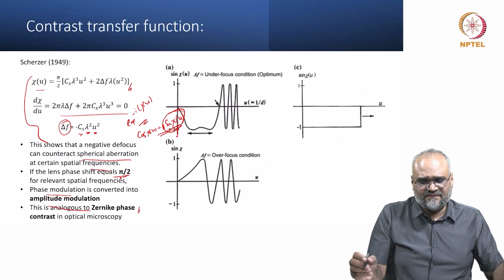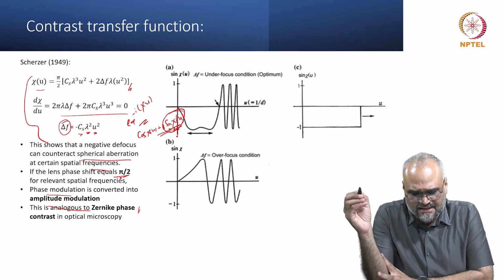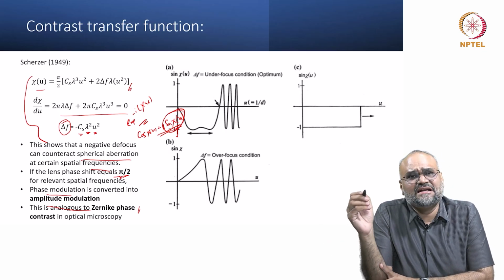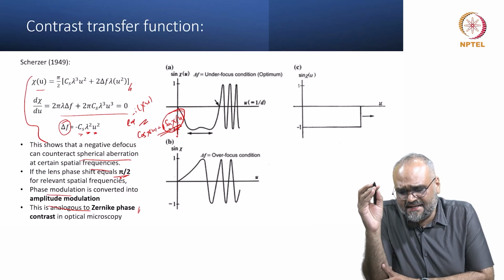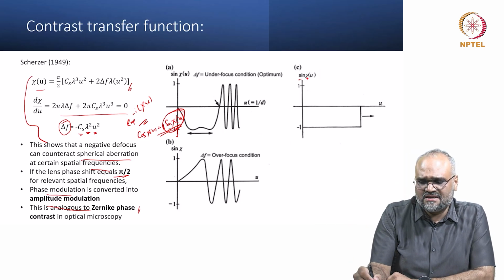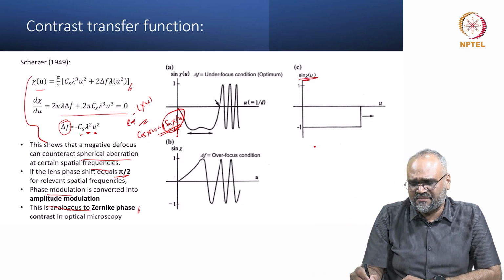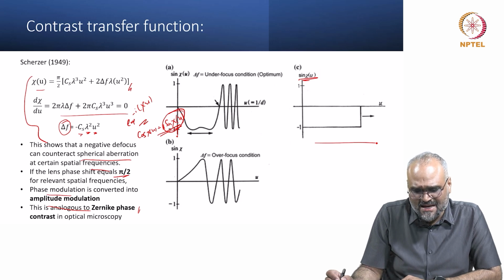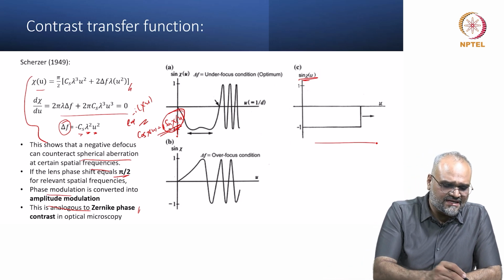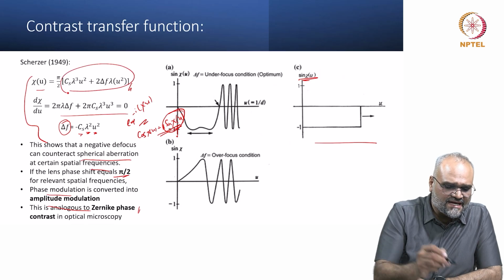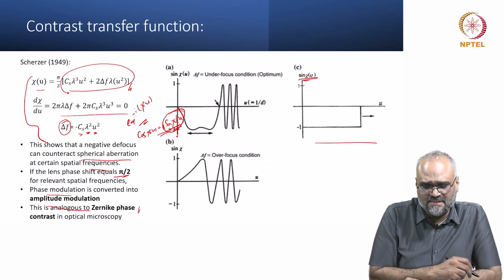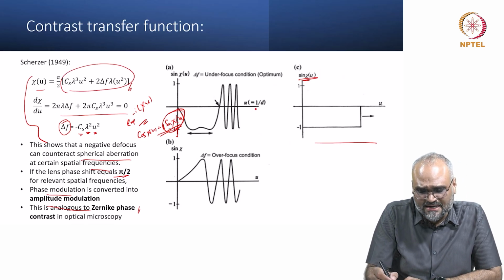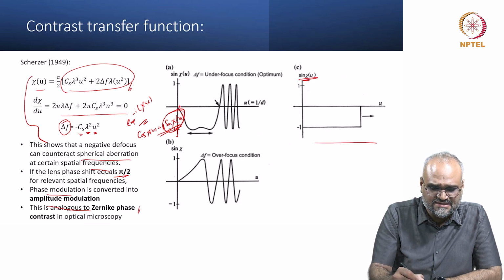So if I look at the contrast transfer function for 3 different conditions, in an ideal scenario you would see the transfer function appearing like this, which is linear, but because of the aberrations, the expansion of the sinusoidal of this particular term, when plotted against the spatial frequency, appears like this.